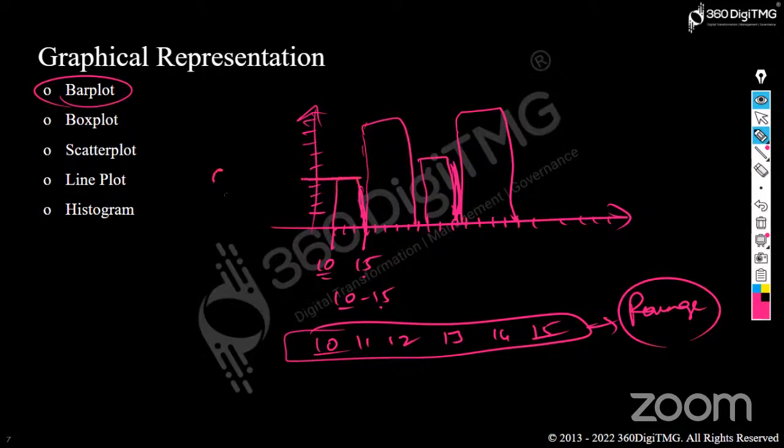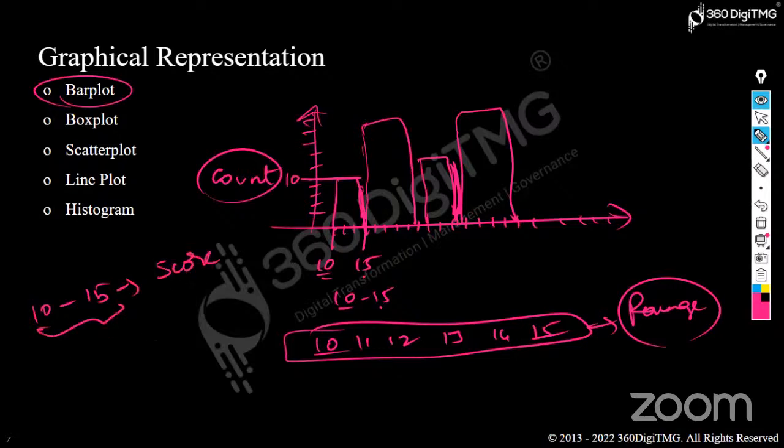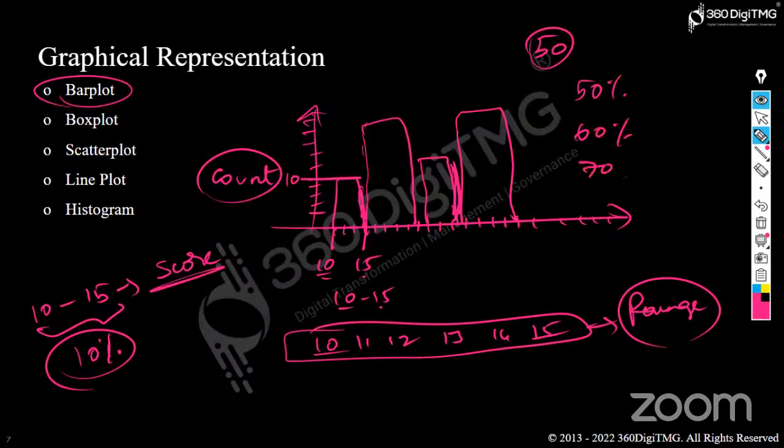Here you get the count value. Let's say, for example, I got 10. So for the 10 to 15 range value, that is the score, I got 10% of students who scored 10 to 15. Let's say we have 50 students in our class. A few students got 50%, a few got 60%, a few got 70%, a few scored 80%, a few scored 90%, and a few scored 100%.